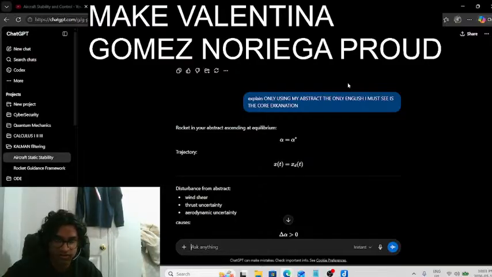The rocket in the abstract is ascending at equilibrium. So we have alpha equal to alpha conjugate, and the trajectory is that x of t is equal to xd of t.